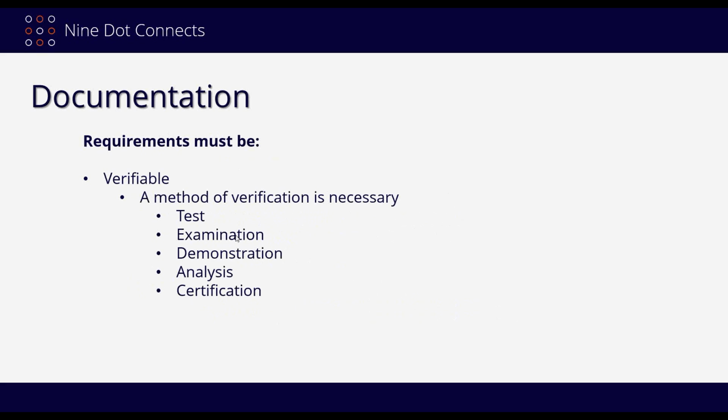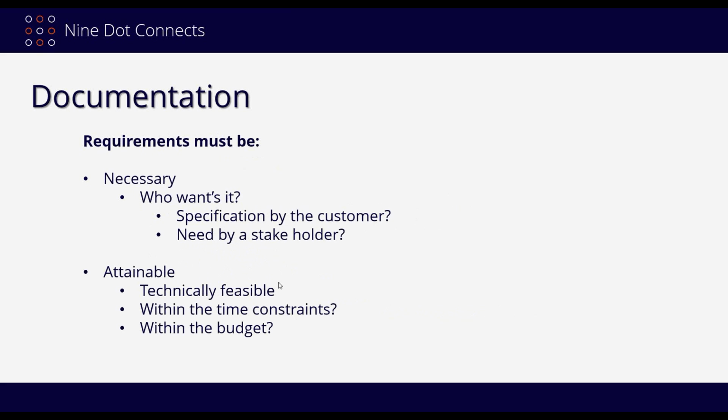Verifiable. There has to be what they call a method of verification. We're going to go into each one of these things very briefly. But again, when you write the requirement, how do you verify it? And each one of these things has a connotation. It's actually an industry standard. So if you look this up on the web, you'll see what each one of these things means. But I'm going to go through each one of them here briefly.